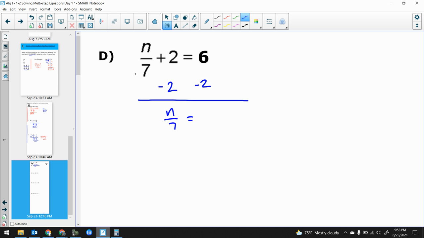Leave that. Bring that straight down. Don't make it change at all. 6 minus 2 is 4. I have n over 7, so I'm multiplying by 7 on both sides. And then that means n is equal to 28.